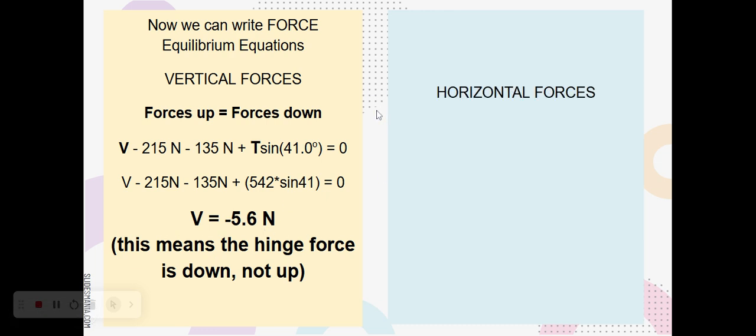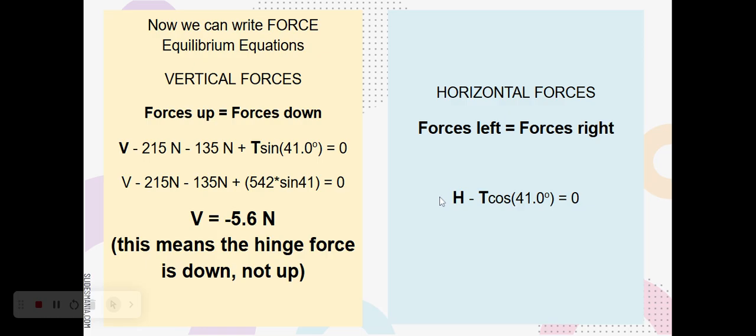For the horizontal forces, it's super simple. The forces left have to equal the forces right. There's only one force left and one force right. It's H and the T cosine 41. So those two together have to equal 0. And when you solve it out, you should get 409 newtons.